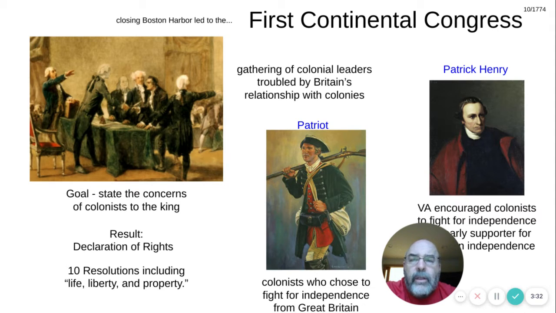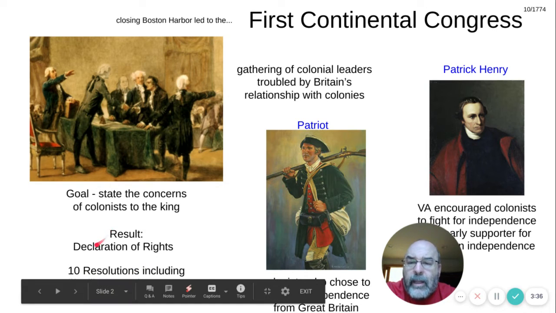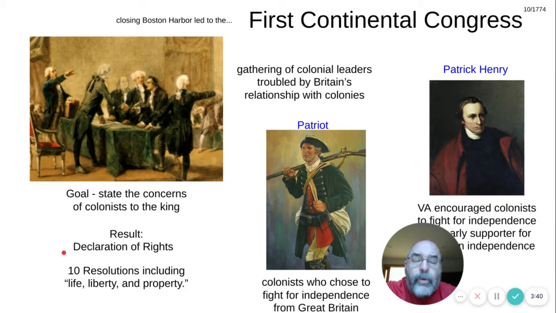But what we also need to understand is that the people who are writing this, the people who are coming up with the Declaration of Rights and life, liberty, and property, are the same people who are owning slaves as well. We can't ignore that hypocrisy, but we need to point it out. We need to understand that it's there, so that way we can make informed decisions and know the complexity of what's happening at this time. So we send the Declaration of Rights.